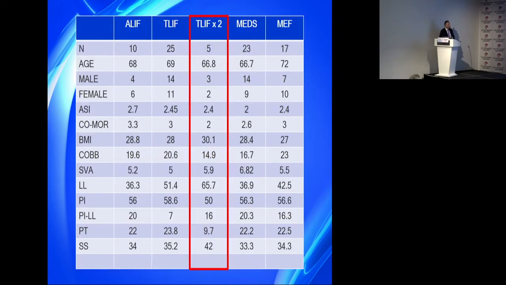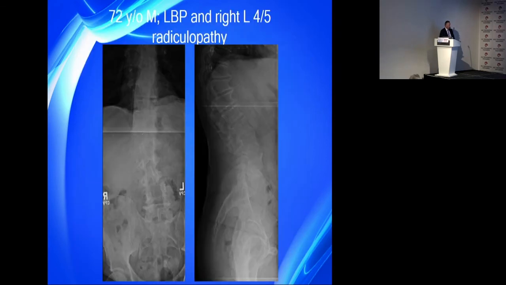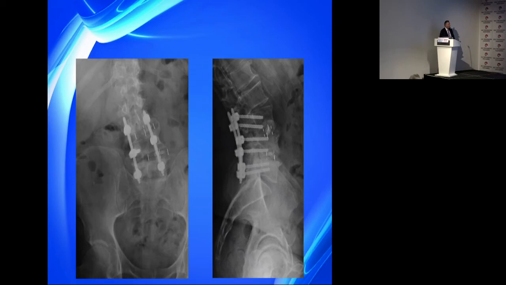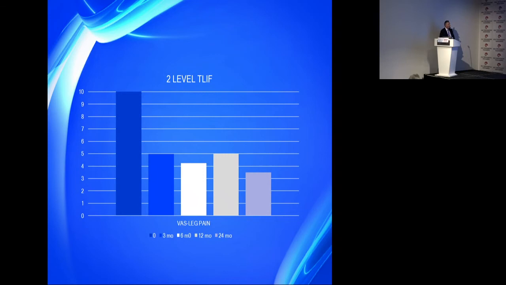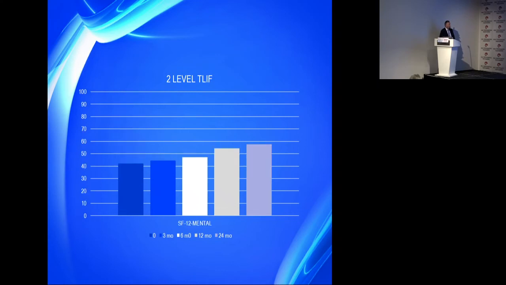And then we have our 2-level T-lift. There were only 5 patients in this particular group. This is an example. This patient had a 2-level laminectomy and now has iatrogenic instability and scoliosis. She underwent lateral interbody fusions with posterior instrumentation for 2 levels. And again, in this group, we had excellent relief of leg pain, which continued to improve over time up to 2 years. Improvement in mental health scores as a result of that.